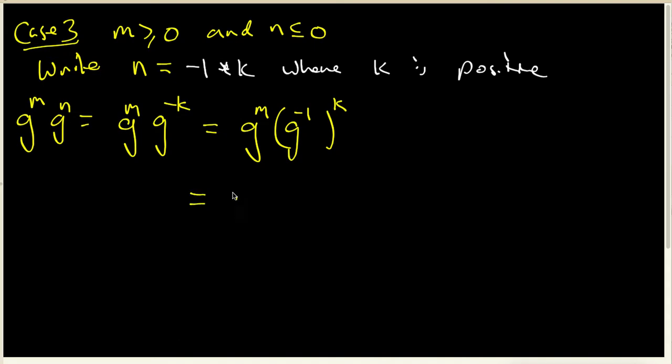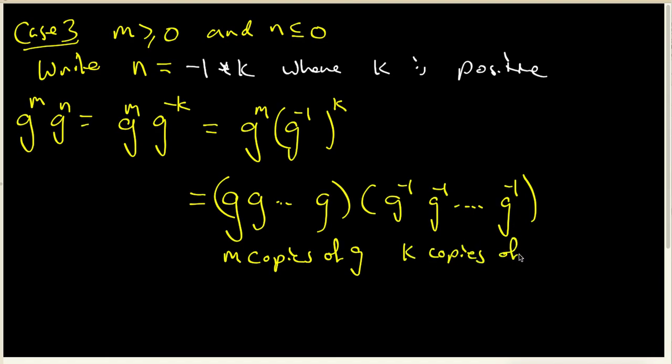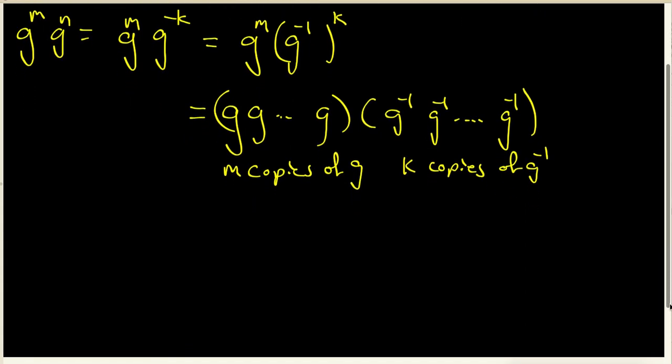So what I've got now is g times g all the way up to g, where I've got m copies of g. And then I've got g inverse times g inverse all the way up to g inverse, and I have k copies of g inverse. Now, what happens to this is going to depend upon whether m or k is bigger. So let me think about breaking that down into two subcases.